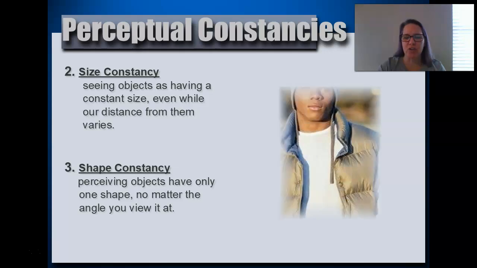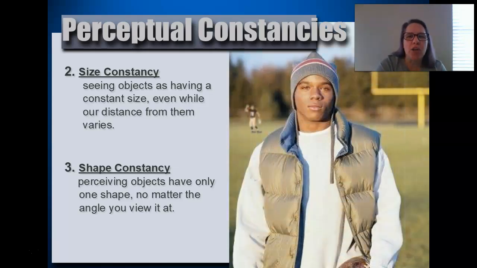Okay, who remembers that dress controversy? All right, so the second constancy is size constancy. So we see objects as having a constant size even while our distance away from them varies. So we know that this image in the background, this football player, is a similar size to this one here because we can see the depth there.